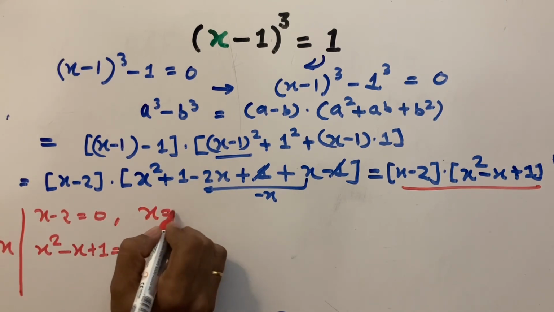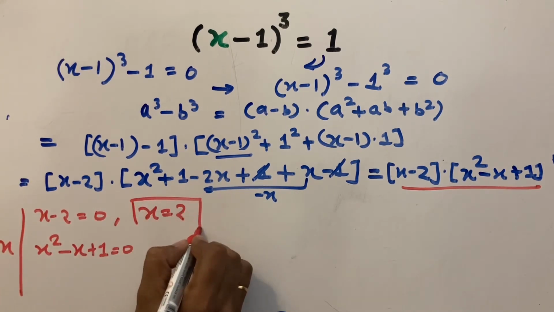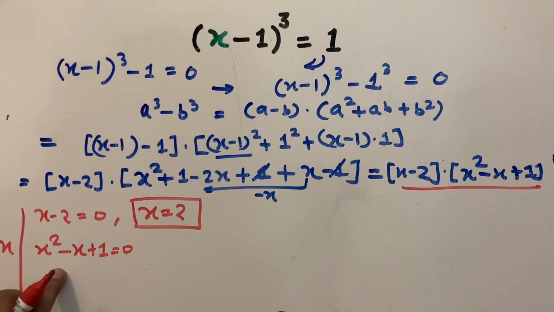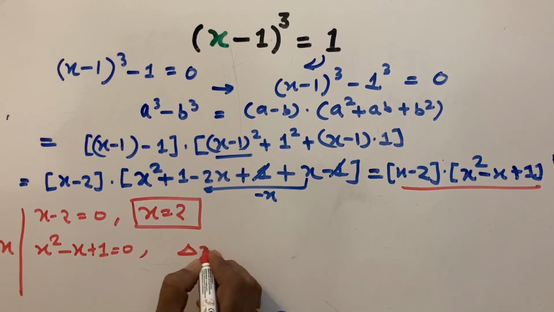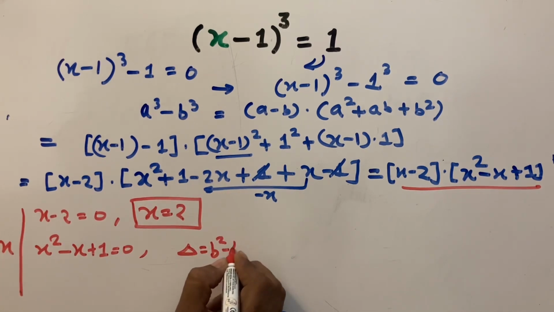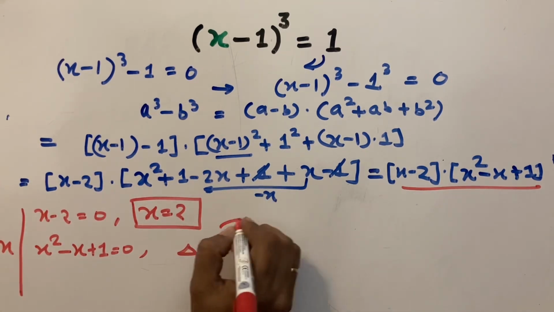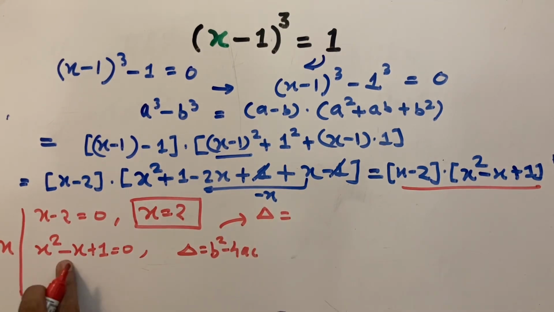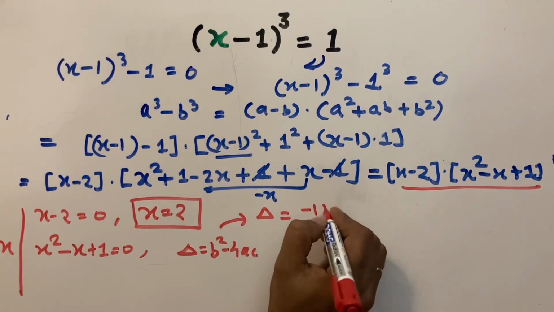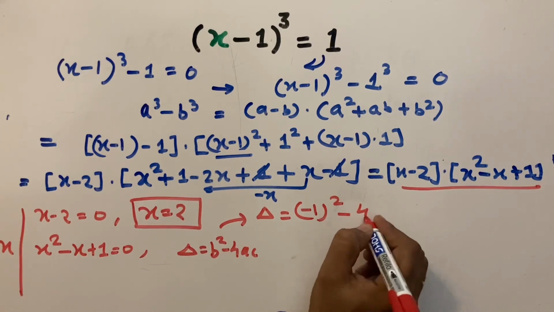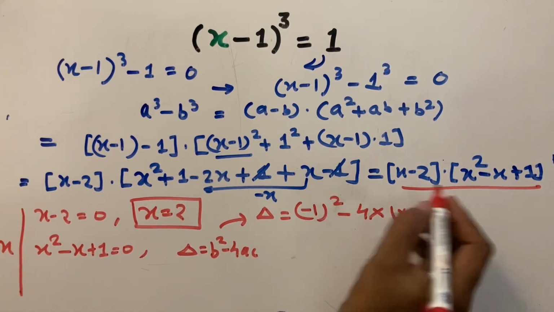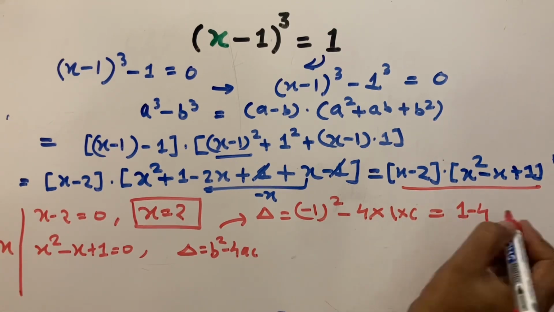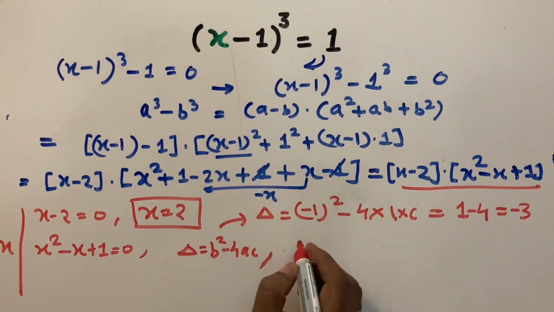From here we get the value of x equals 2, and this expression is in quadratic form, so let's find its delta, which is equal to b^2 - 4ac. So delta equals, as b is -1, (-1)^2 - 4, a is 1 and c is 1. So delta equals 1 - 4 equals -3.